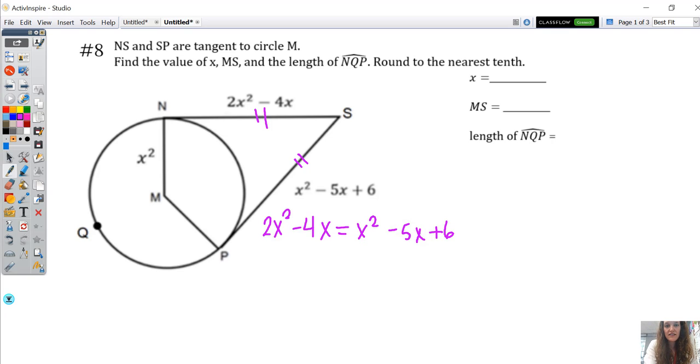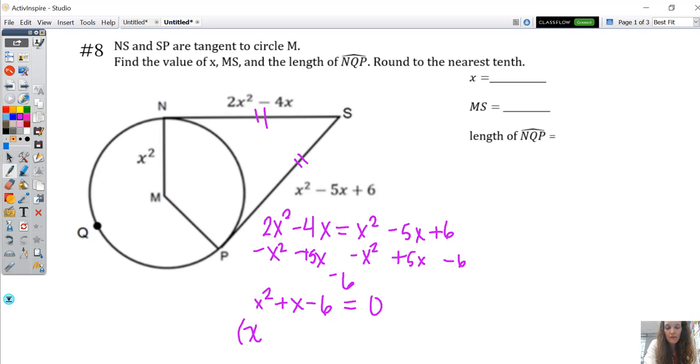I want to move everything to the same side of the equal sign. So I'm going to subtract x squared, add 5x, and subtract 6 from both sides, which will give me x squared plus x minus 6 equals 0. And then I'm going to factor that. I'm going to come up with two numbers that multiply to give me -6, but add together to give me +1. So that would be x plus 3 and x minus 2.